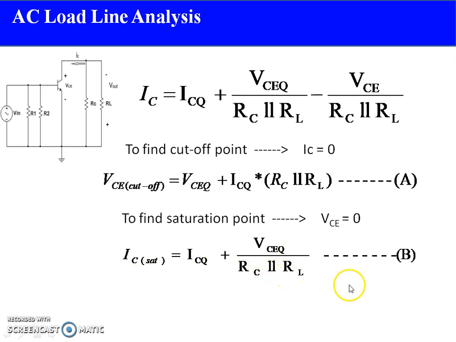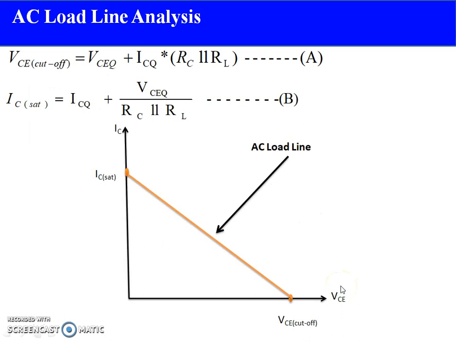So this point A and point B is my AC load line intersection point. In a similar way, we can plot these two components. The expressions remain the same as earlier. We plot the cutoff point on the x-axis, that value is VCE cutoff. The saturation point will be on the y-axis.